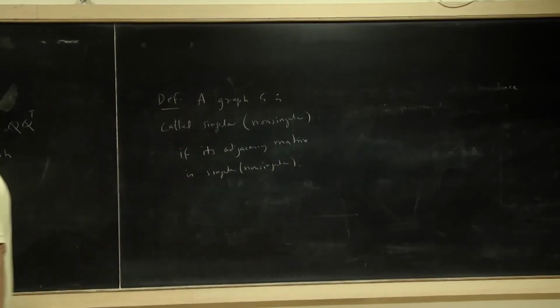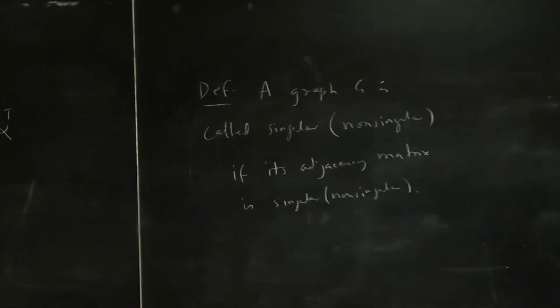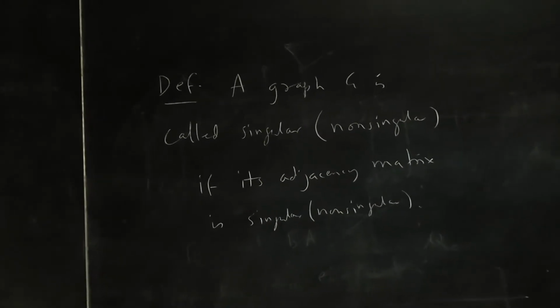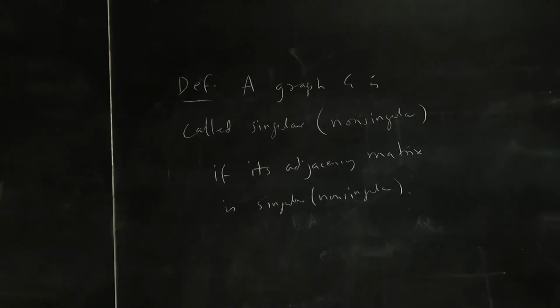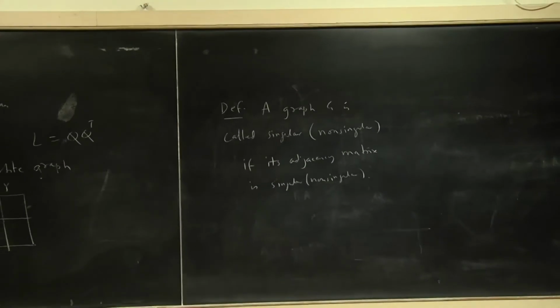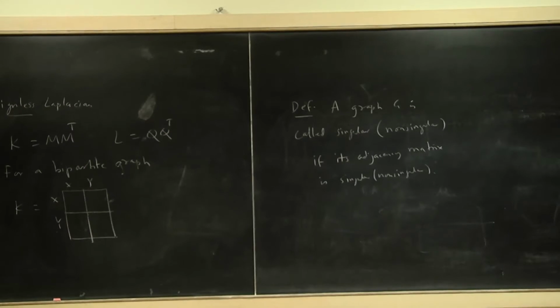That's a standard use of this term singular. A graph is called singular if the adjacency matrix is singular. Similarly, the rank of a graph means the rank of the adjacency matrix. There's a general difficult question: how to find the rank. Given the graph, can you tell its rank? That is not easy, or there's no good way.